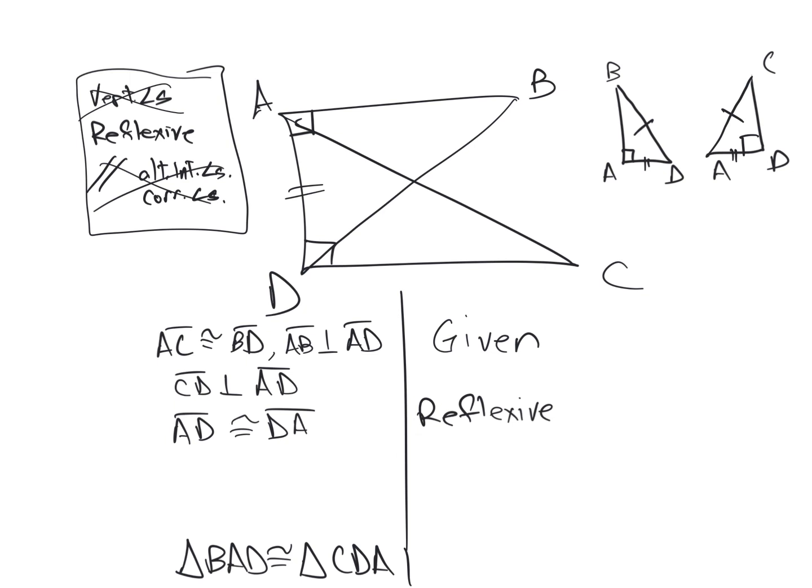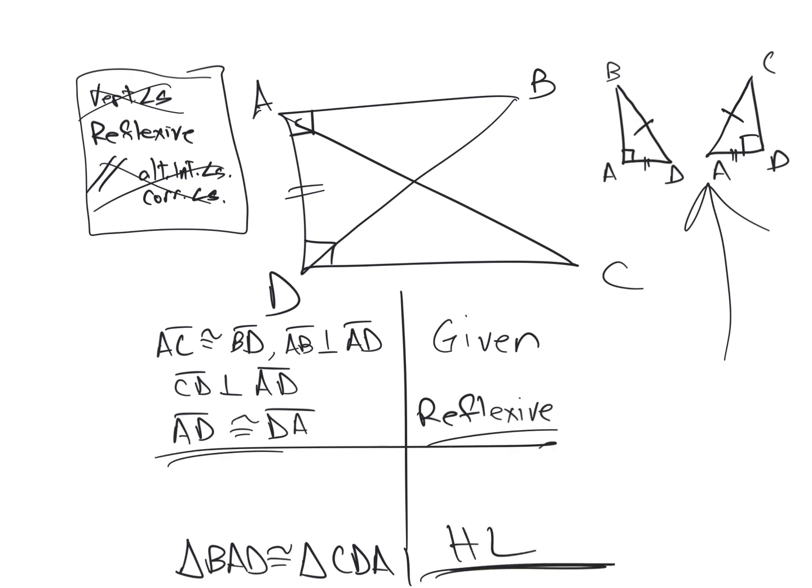And now, if I look at my pictures here, do I have enough information? If you say yes, then you just have to give the reason why. Why are they congruent? Well, I found the other leg I wanted for a hypotenuse leg. In a right triangle, if I have the hypotenuse and one of the legs, then the two triangles are congruent. So all you'd have to do is say hypotenuse leg. So you needed that line and the hypotenuse leg. That's all you had to do.